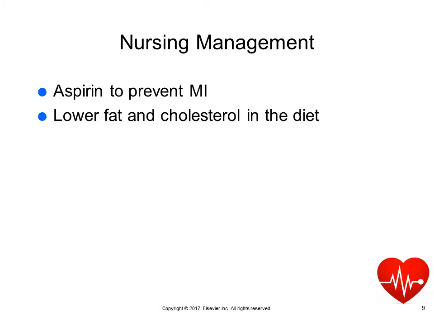In terms of nursing management, very often aspirin, either 81 milligrams or 325 milligrams, is prescribed to prevent MI. Lower fat and cholesterol in the diet is also encouraged.